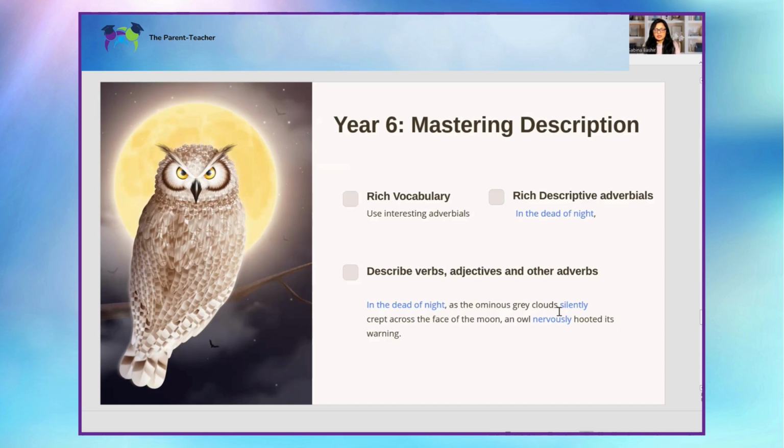We've got silently, describing how the clouds crept across the face of the moon. And then we have nervously hooted. So now this is describing the verb. So we've got 2 adverbials describing verbs, doing words, and we have a time adverbial at the beginning of the sentence.